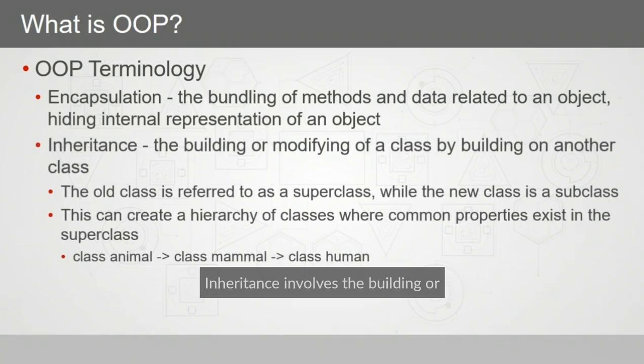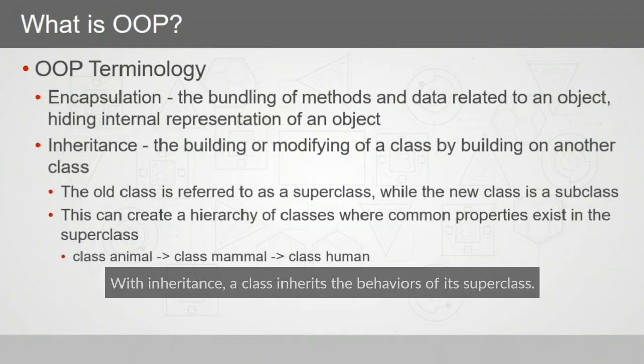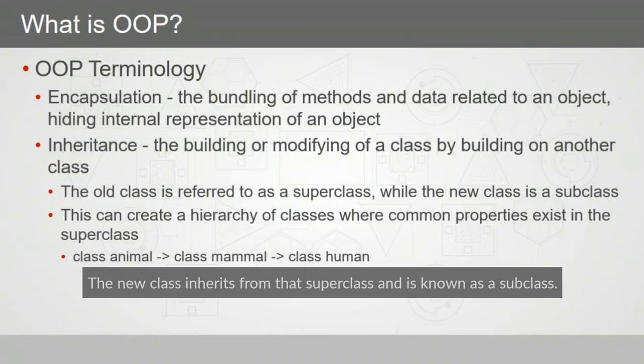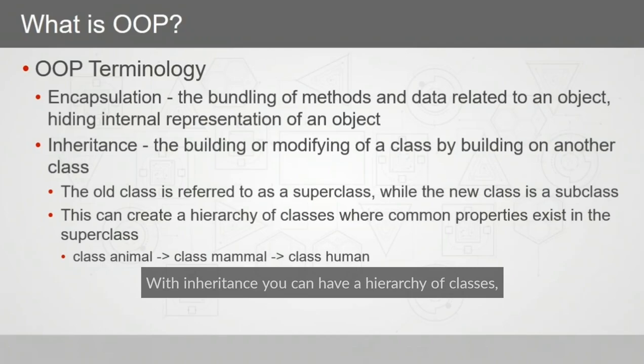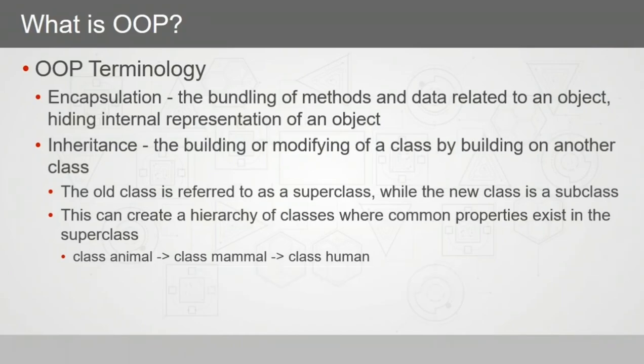Inheritance involves the building or modifying of a class by building on another class. With inheritance, a class inherits the behaviors of its superclass. The new class inherits from that superclass and is known as a subclass. With inheritance, you can have a hierarchy of classes where common properties appear in the superclass. As you move down the hierarchical tree, there is more specialization and granularity.